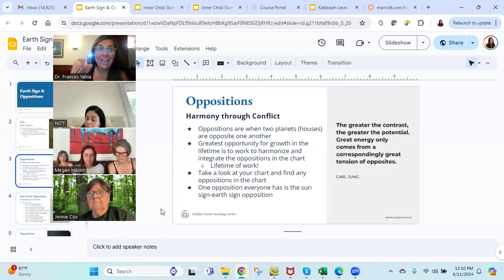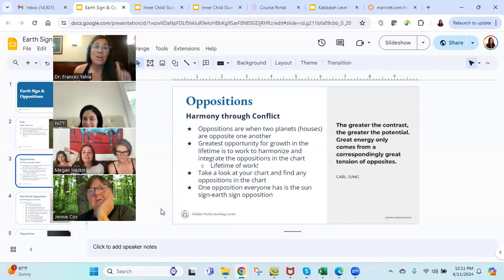So does everybody know the opposite of their sun? Patty, you're Gemini. Do you know what the opposite of your sun is? Sagittarius, yes. Carissa, also Gemini, Sagittarius. Megan and Jen, both Capricorn. What's your opposite? Cancer. Cancer. And Jen, you're a Sag. What's your opposite? Gemini. Gemini. Okay, perfect. And I'm a Pisces. My opposite is Virgo. First and foremost, the opposite sign of your sun is going to be your earth sign.